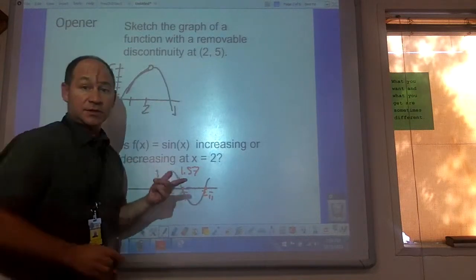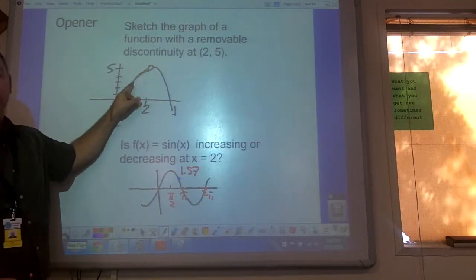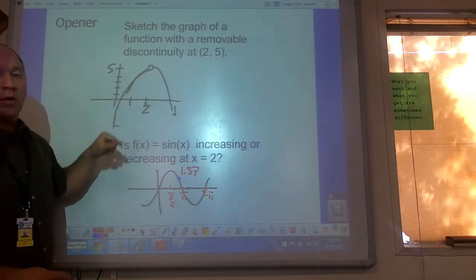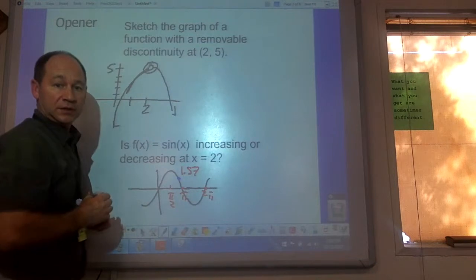So here are the answers to those. The answers are the fact that there is something at (2, 5), a removable discontinuity. As long as there is a hole, if you can see that, at (2, 5). There's an open spot right there at (2, 5).